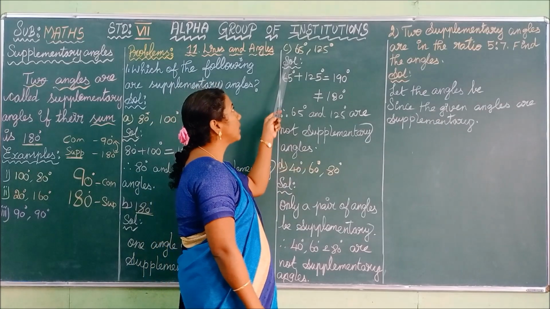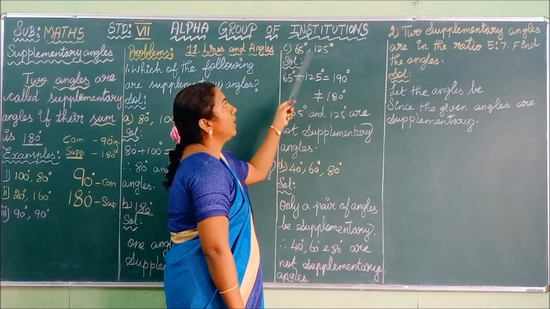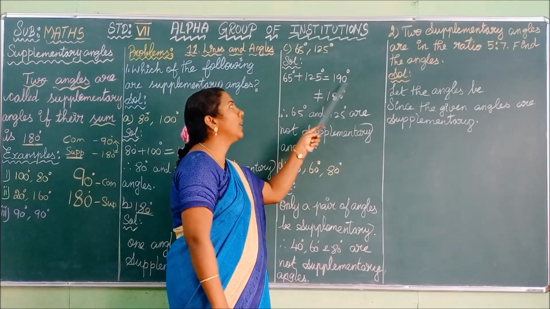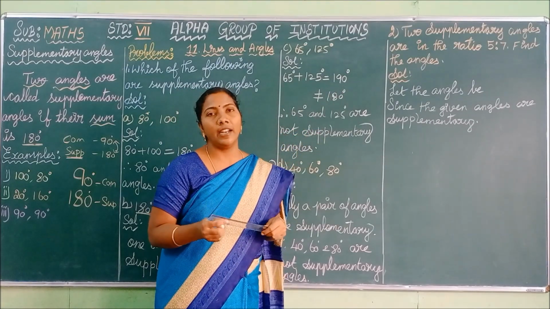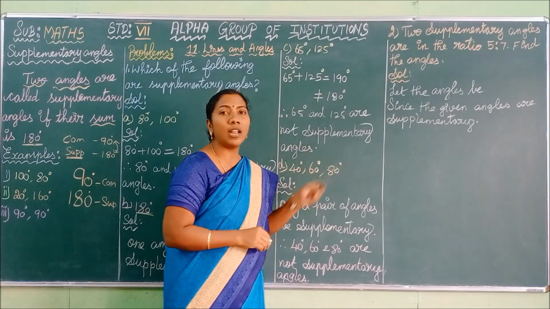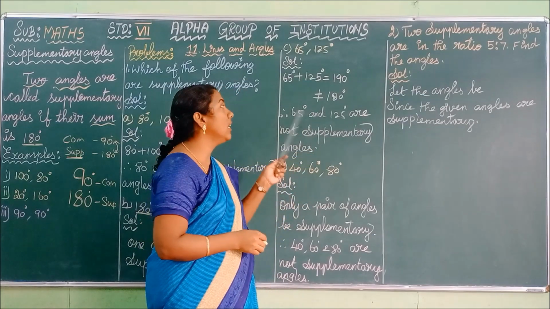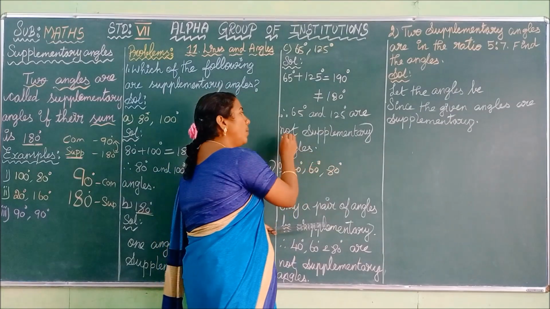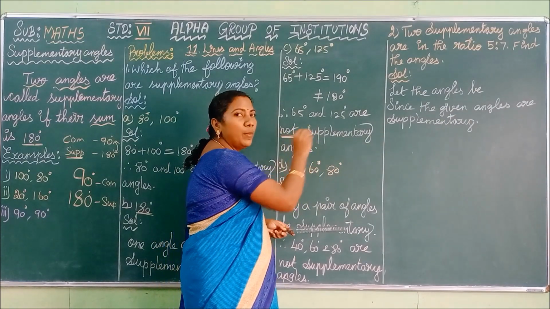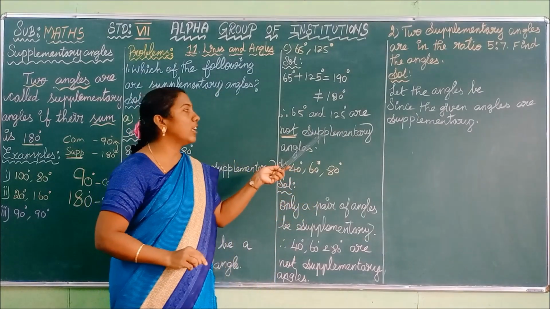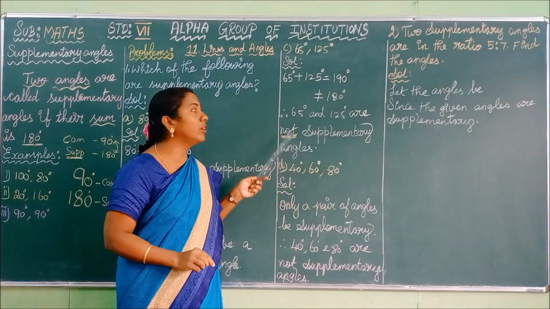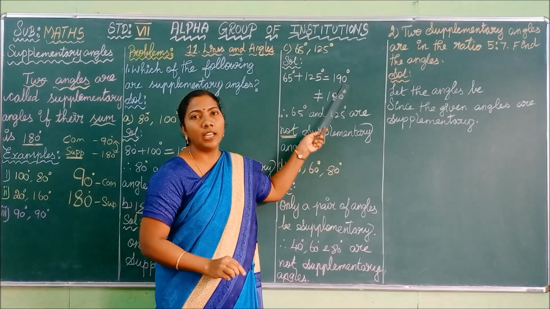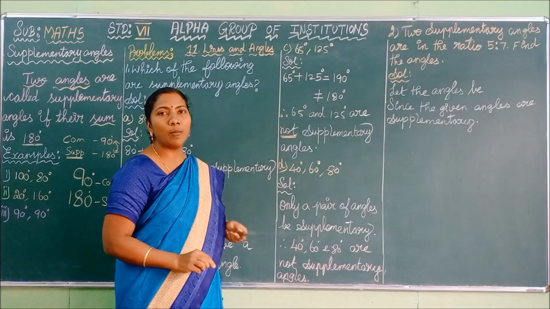Okay, see the next one, subdivision C. 65 degree and 145 degree. If you add these two angles, you get the answer 190 degree. It is not equal to 180 degree. So we can say 65 degree and 145 degree are not complementary or supplementary angles. As per the definition of supplementary angles, we have to get the sum 180 degree, but here we got 190 degree. So these are not supplementary angles.